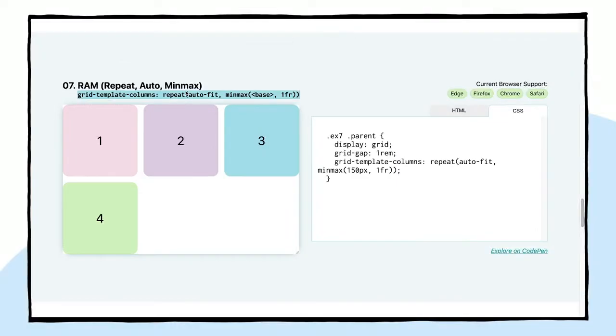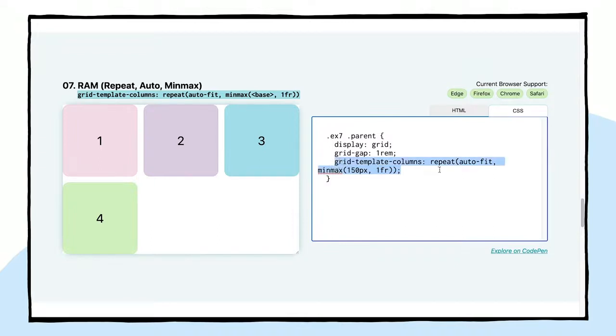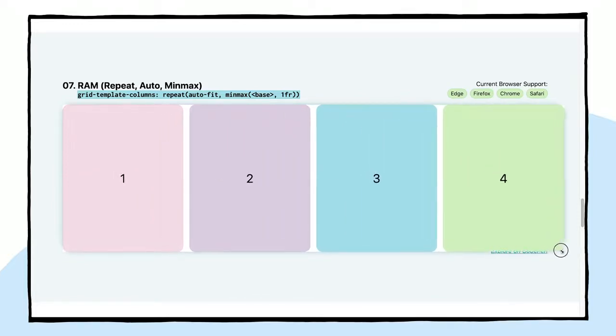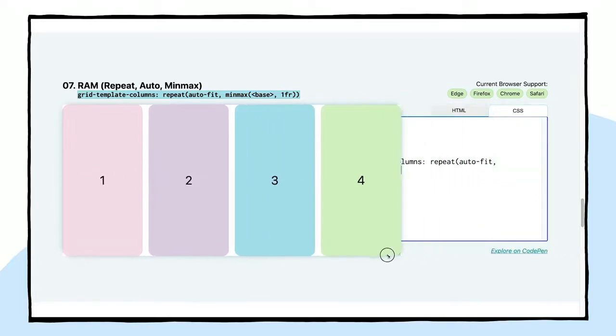And the line of code here looks like this. You have the grid template columns, repeat, auto-fit or auto-fill, min-max, the base value, and then 1FR for a fractional unit. And here we have that base value as 150. I'll show you exactly what's going on. So as we increase the size here, these elements are going to fit to take up the space, these 4 boxes.